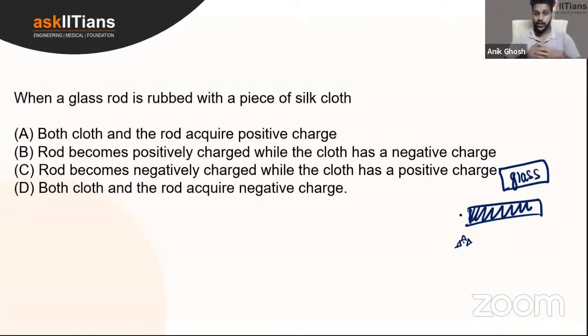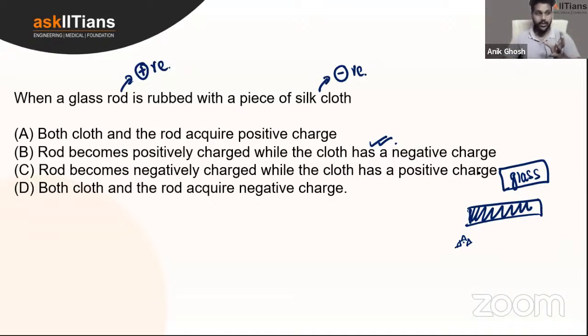Now, but my question is over here. If you look into the options, both cloth and the rod acquired positive charge. Okay, they are asking you about the nature of the charge. Rod becomes positively charged while the cloth has negative charge. So right now they're just trying to ask what would be the charge of the rod and what would be the charge of the cloth. So just remember one thing: when you are rubbing a glass rod against a woolen cloth or a silk cloth, the silk cloth gets negative charge, and the rod gets positive charge.